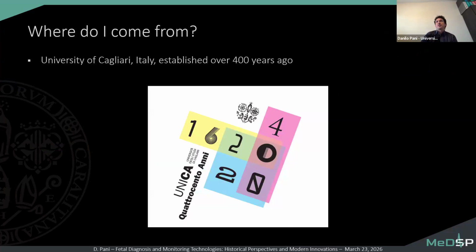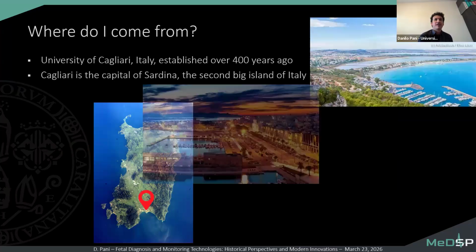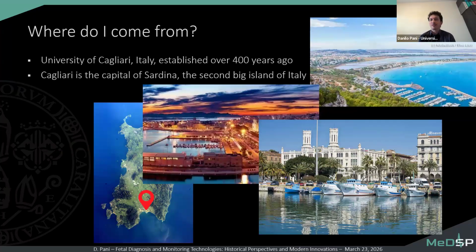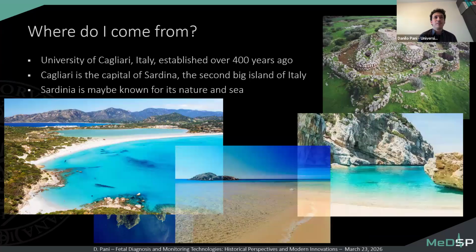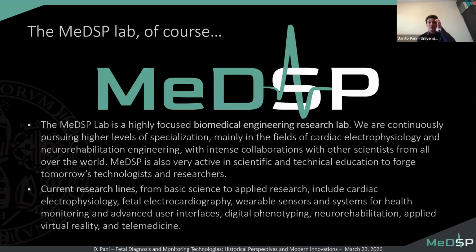Of course, just a quick intro of my lab. I come from Italy. The University of Cagliari is a quite old university, established over 400 years ago. Cagliari is the capital of Sardinia, which is the second biggest island of Italy in the Mediterranean Sea. It's a nice seaside place. If you would like to come for a visit, I would be very happy to host you. And of course, Sardinia is also maybe known for its nature and sea, but for sure the main attraction is the MediaSP lab of my group, which is focused on biomedical engineering.